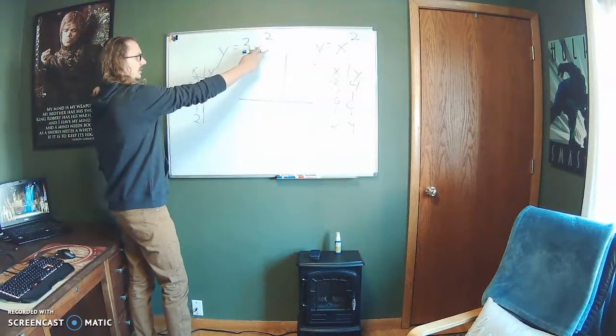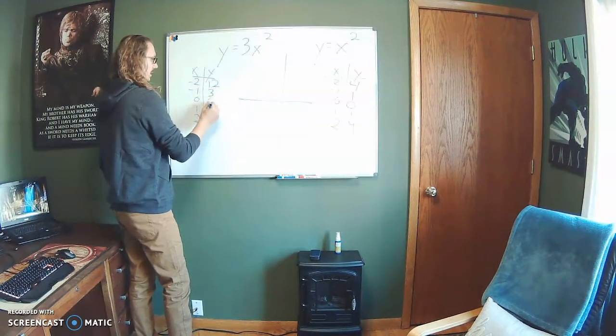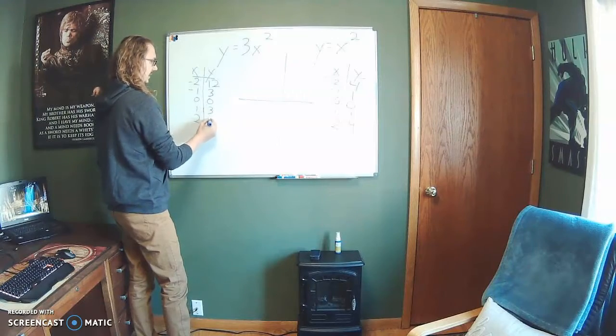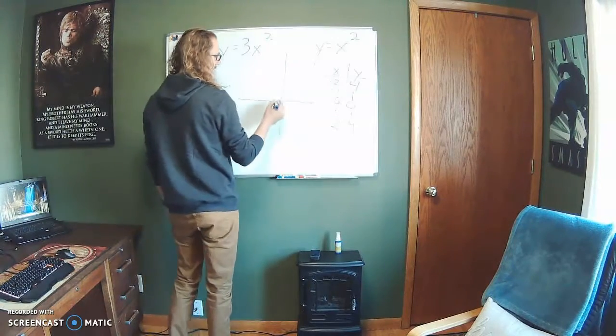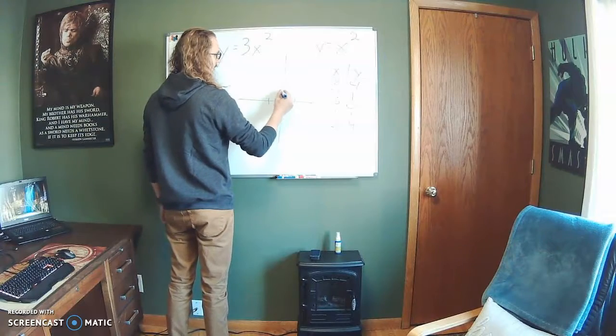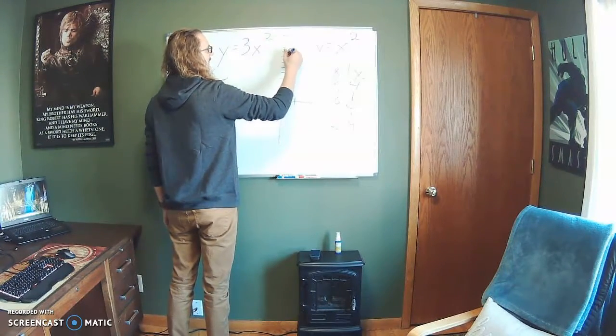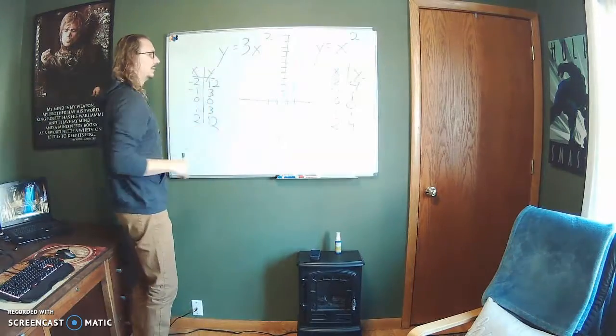And over here we'll have 12, because -2 squared is 4, and 4 times 3 is 12. -1 squared is 1, times 3 is 3. 0 will still be 0. And then we'll have the same values here. So we need to go over 2 in each direction, and we need to go up 1, 2, 3, 4, 5, 6, 7, 8, 9, 10, 11. You have to actually go up 12 because of that number right there.